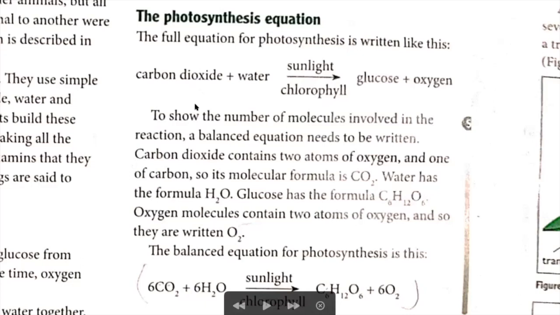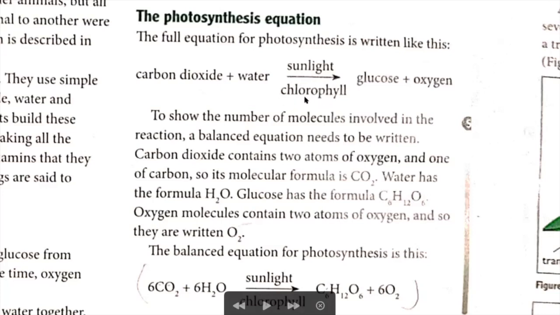If you notice for the words equation, in order to proceed with photosynthesis, the plant should have carbon dioxide and also water. By having these two, with the help of sunlight and also chlorophyll, the products of photosynthesis are glucose and oxygen. So if you want to write down the words equation for photosynthesis, you should begin with these two, and then above the arrow you should put sunlight and chlorophyll.